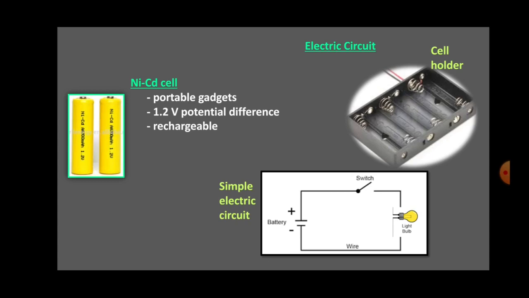And in the second picture, you can see a simple electric circuit where you can see three main things. One is the battery, from where the electric current is given. The second one is the switch, that is also called the key. And the third one is the light bulb. We have to join all these three with the help of a wire. Now this whole arrangement is called the electric circuit.